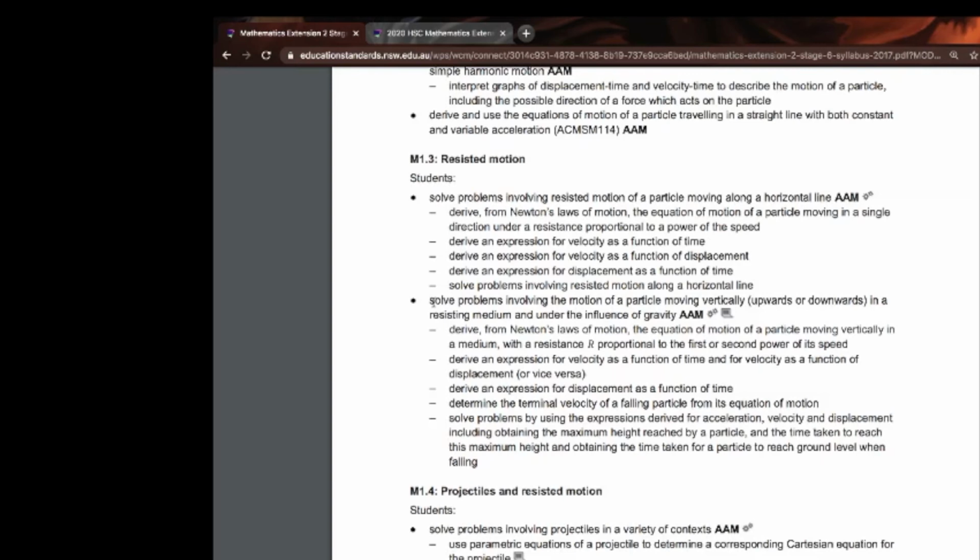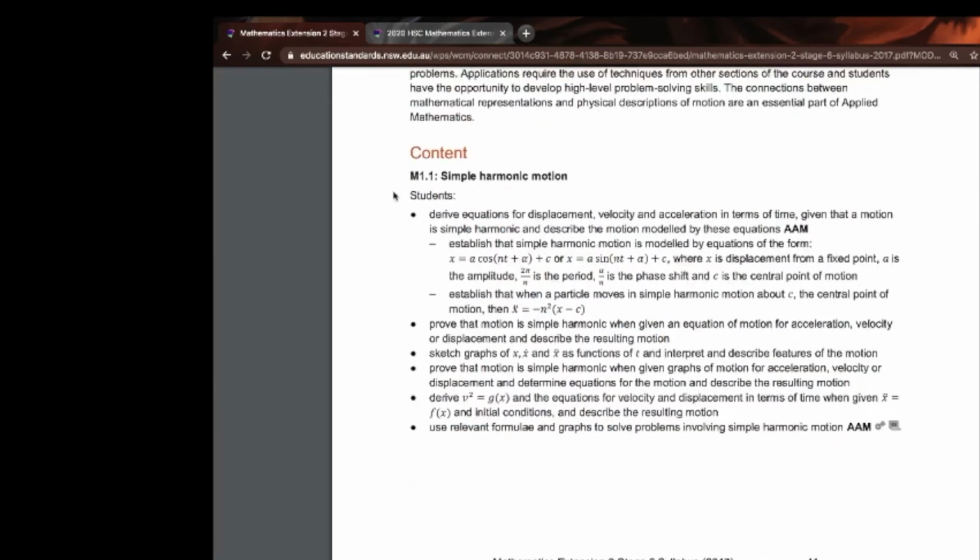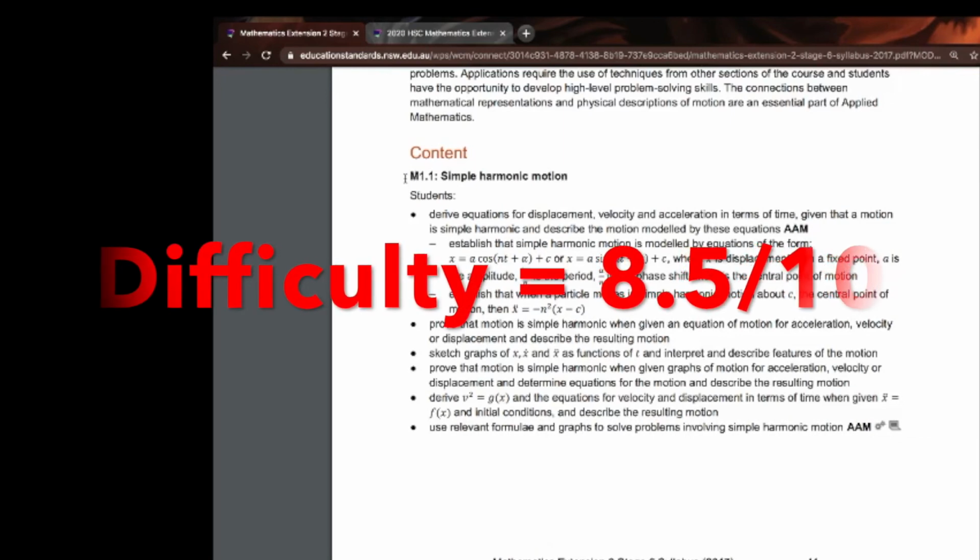It's really a part of the course where the markers will look to combine multiple areas of mathematics into one, and where they may ask you one of those longer questions without the lead-in. We also will study simple harmonic motion. Now this was previously in the Extension 1 course, and since the new syllabus it has been moved to the Extension 2 course. I would rate the mechanics topic as an 8.5 out of 10 in terms of difficulty.